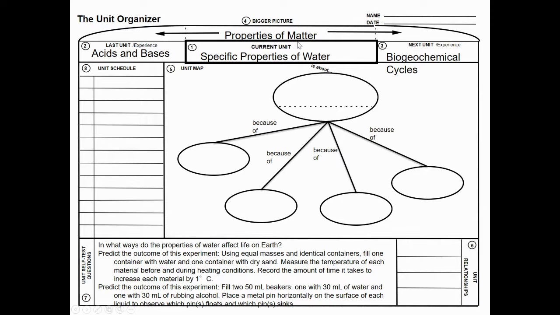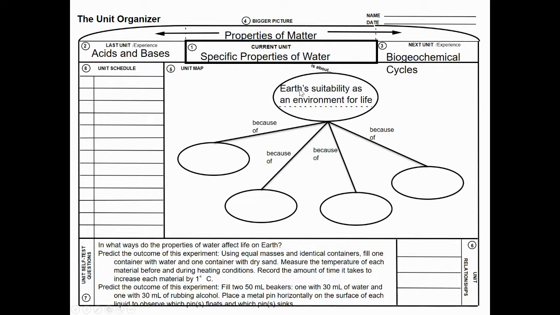Now, up here in the bigger picture, I put the properties of matter because we're talking about specific properties of water. Acids and bases had to do with the properties of matter, and then biogeochemical cycles will be how that matter and those properties cause it to move through ecosystems.